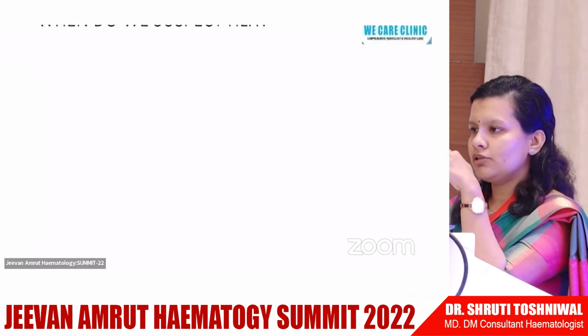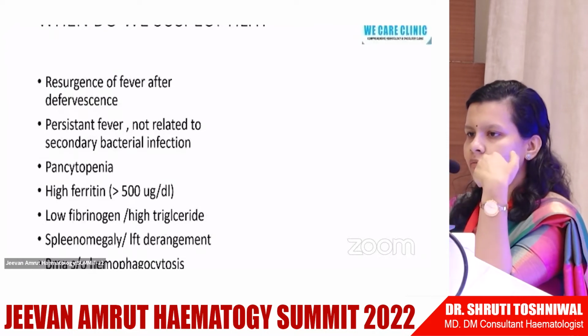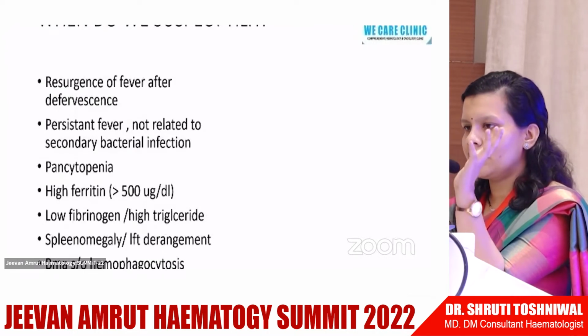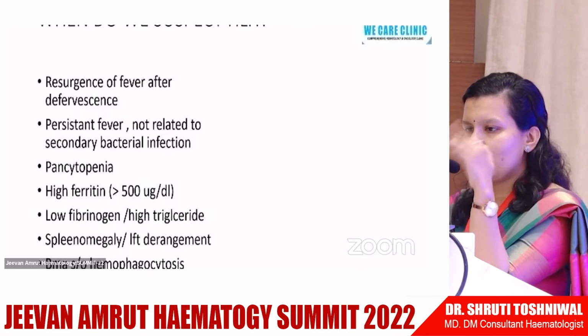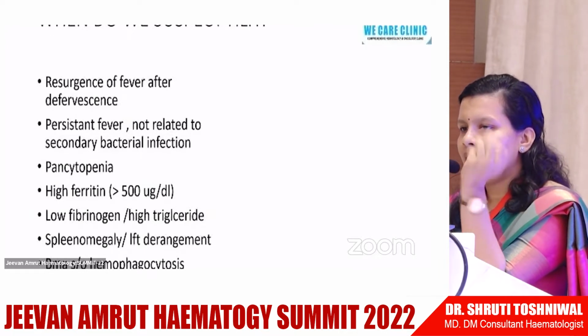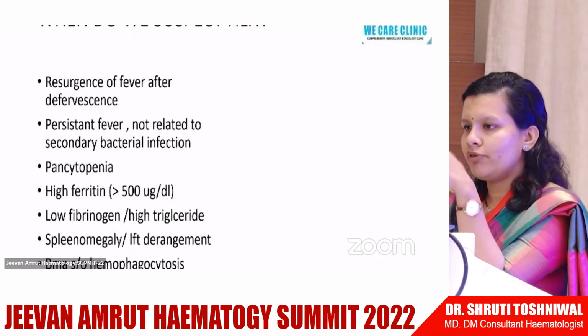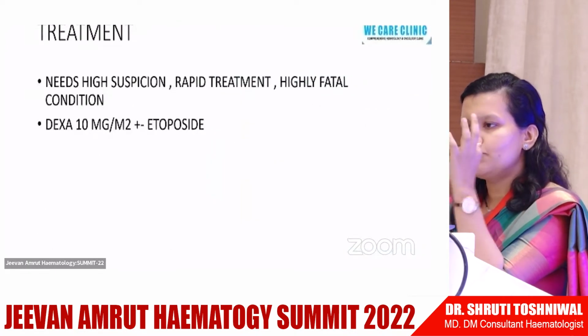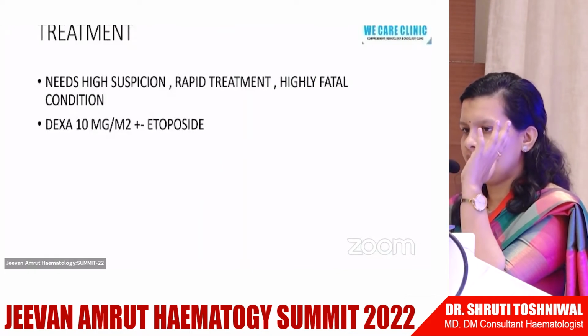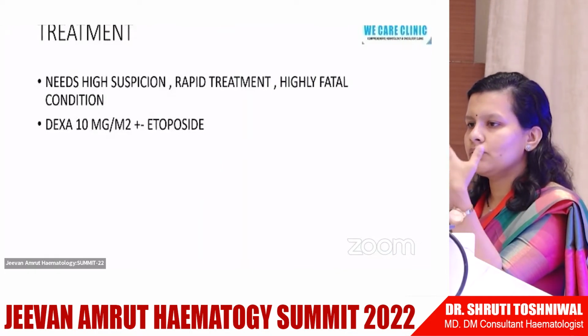So when do we suspect HLH? There is a resurgence of fever after defervescence, persistent fever not related to any bacterial infection, pancytopenia, very high ferritin, low fibrinogen, high triglyceride, splenomegaly, and when we do a bone marrow, we find hemophagocytosis. This is the criteria for HLH. It needs high suspicion and rapid treatment, and it is highly fatal. So we start with dexamethasone, plus or minus etoposide.